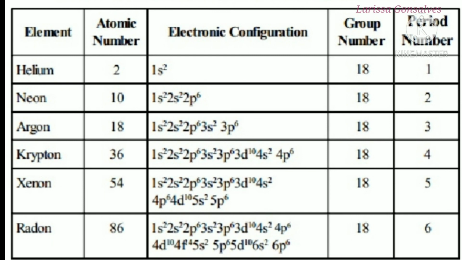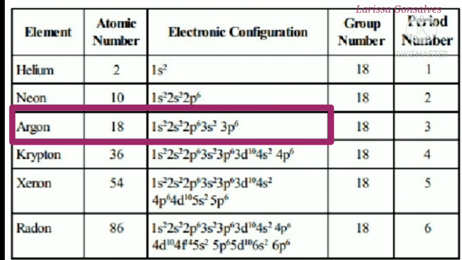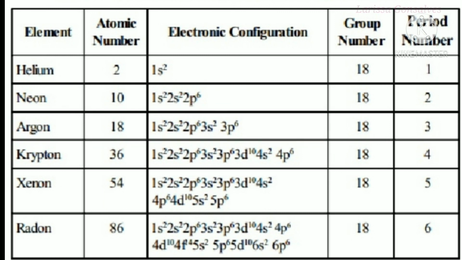For example, take argon. Argon has an atomic number of 18. So the electronic configuration will be equal to 1s2, 2s2, 2p6, 3s2, 3p6. So as you can see here, all the shells, whether it is s or p, are completely filled with the maximum number of electrons they can accommodate, that is s with 2 and p with 6.